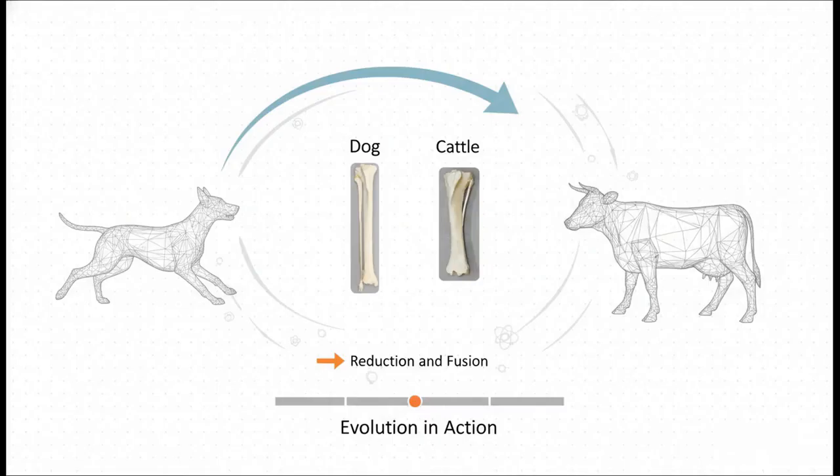This side-by-side just says it all, doesn't it? On the left, you've got the dog's long, complete fibula, and on the right, in the cow, it's been reduced to just a little trace that's fused to the tibia. It's an absolutely stunning example of evolution in action, right there in the bone.